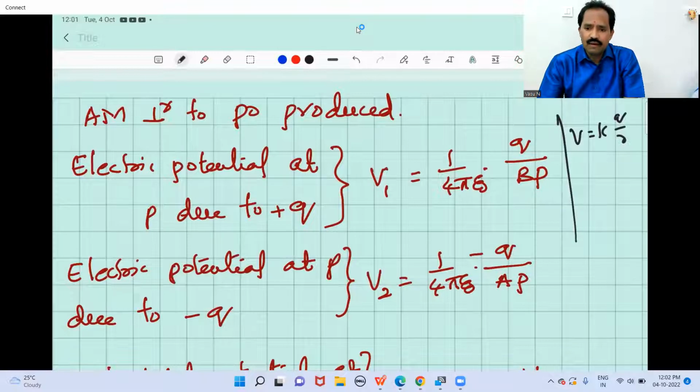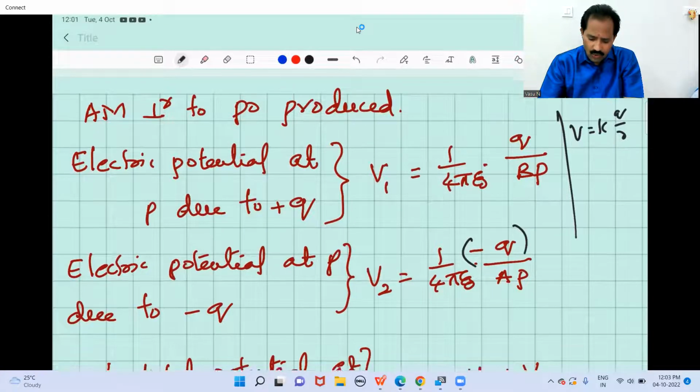V2 is 1 by 4 pi epsilon naught, minus Q by AP, because the charge is negative. Now, because potential is a scalar, for plus it is positive, for minus it is negative. It can be positive or negative or even zero.